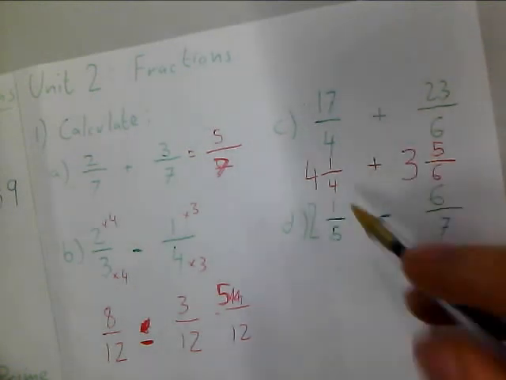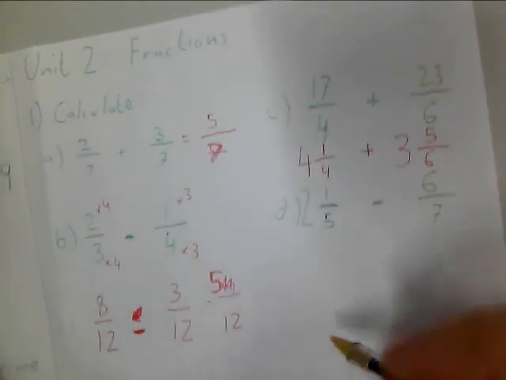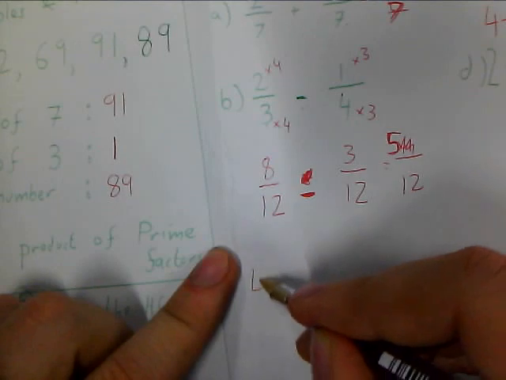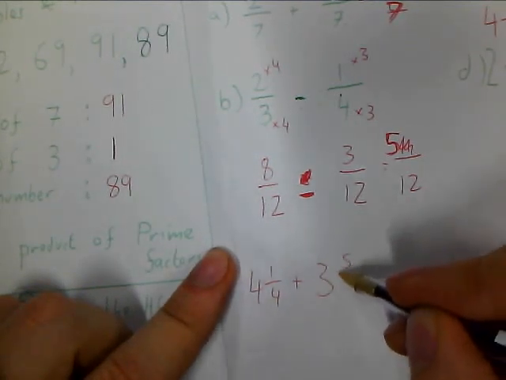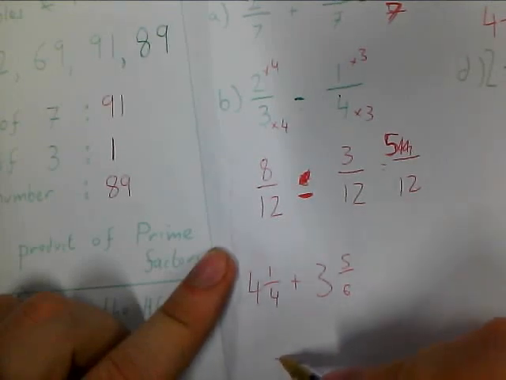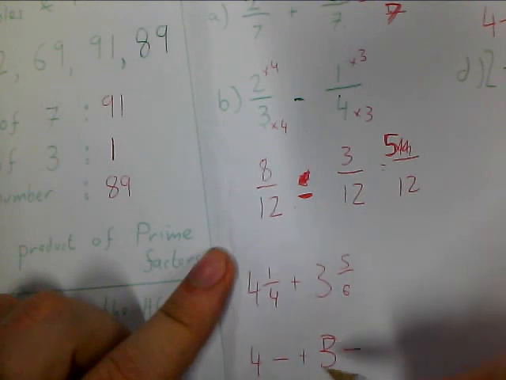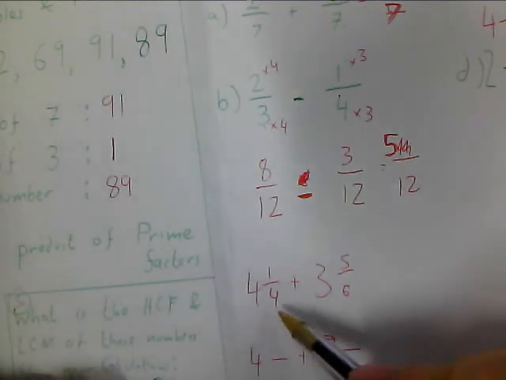Okay, I've run out of space a little bit here, so I'm going to write my sum underneath. I've got 4 1/4, add 3 and 5 6. Exactly the same method. I'm going to get my denominators to be the same. So what number is in the 4 and the 6 times table? That is 12.